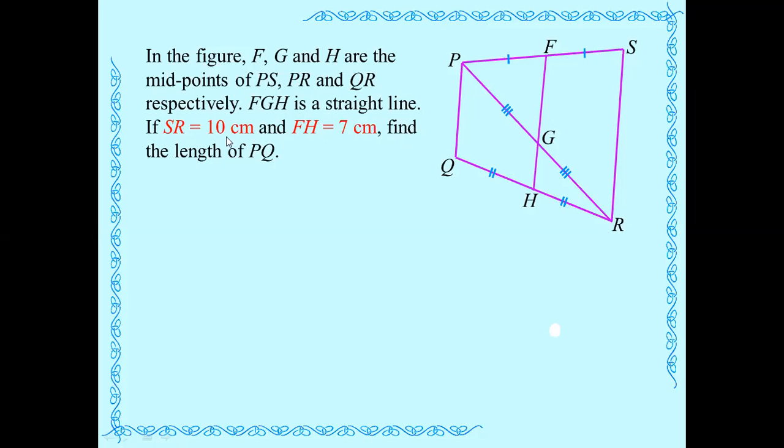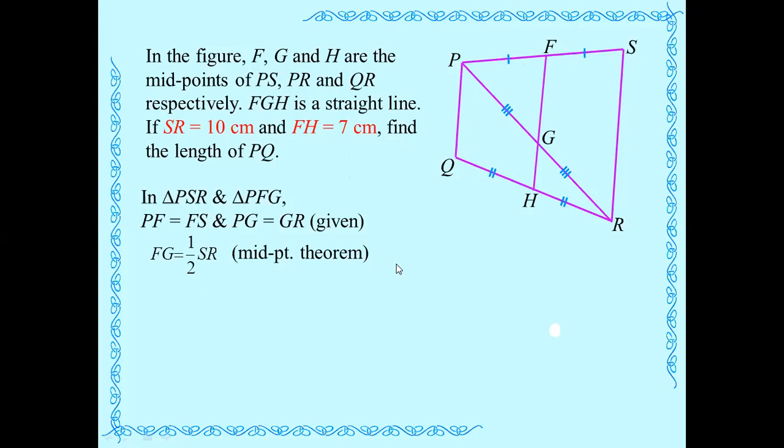As is given, SR is 10 cm. So we start from the triangle on the upper right-hand corner. That is triangle PSR and triangle PFG. As told in the question, PF is equal to FS, PG is equal to GR. So by the midpoint theorem, FG is equal to a half of SR, which is 10 cm. So the line FG is 5 cm.